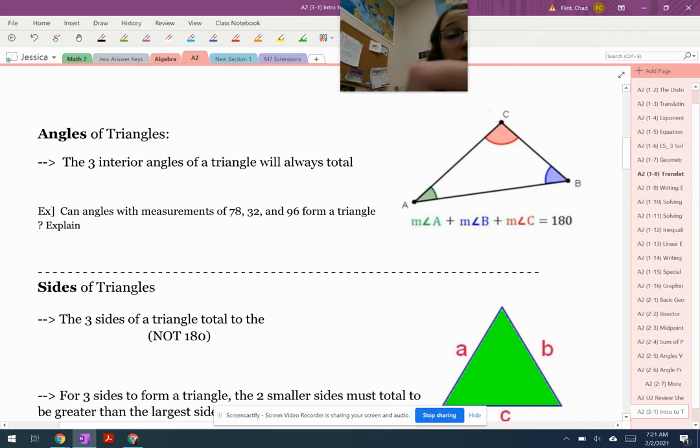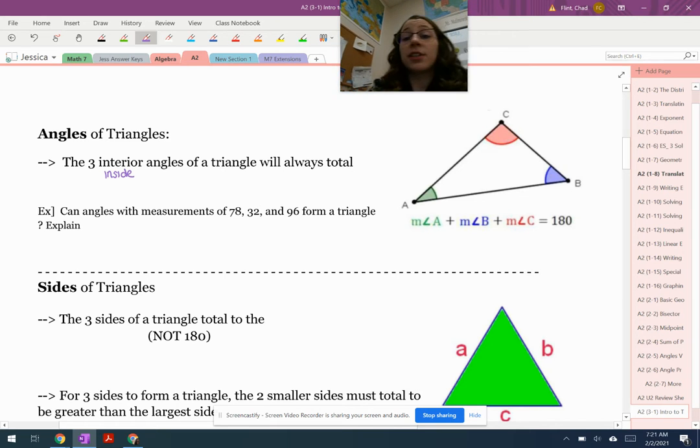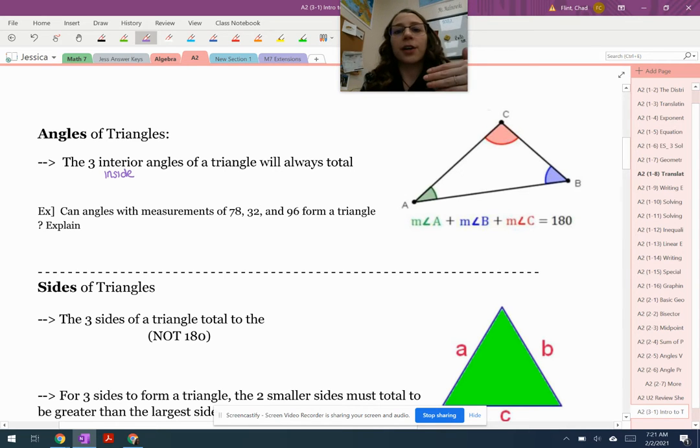So the three interior, when I say interior, I just mean inside, right? Interior means inside. If you're an interior designer, you are designing the insides of houses and putting the stuff on the walls and the furniture and whatnot, the inside.